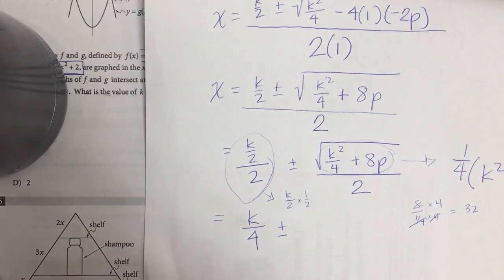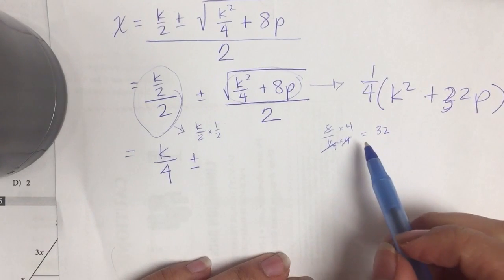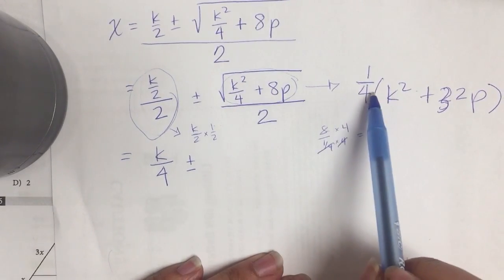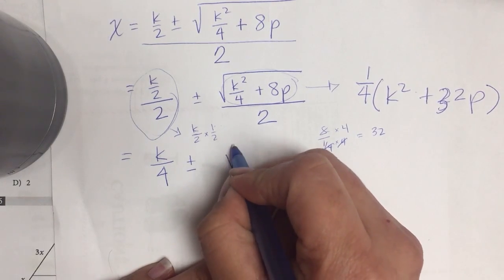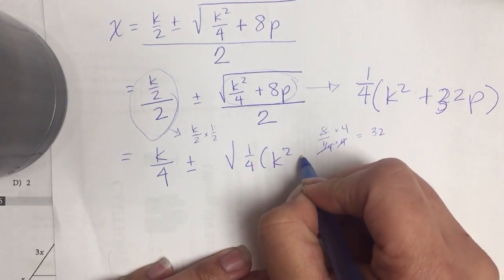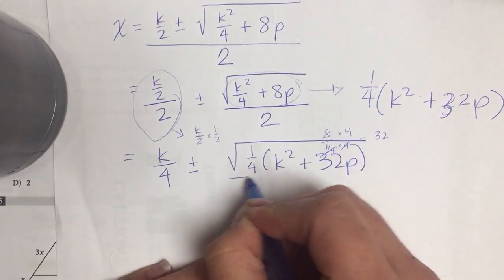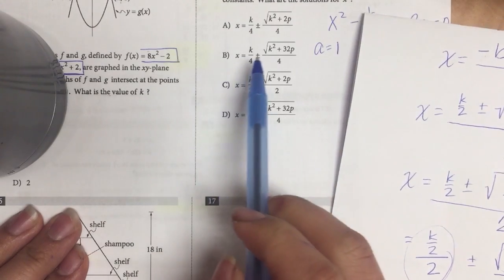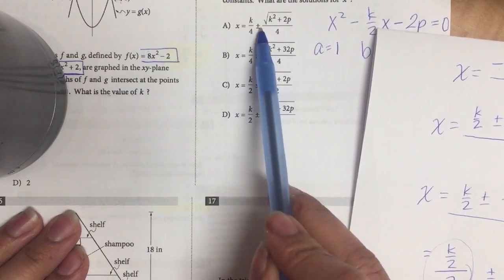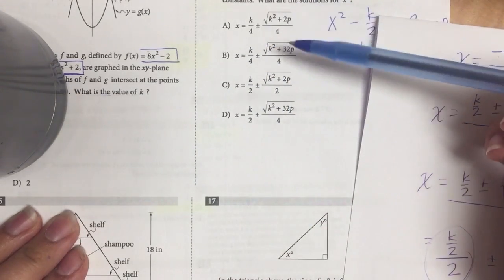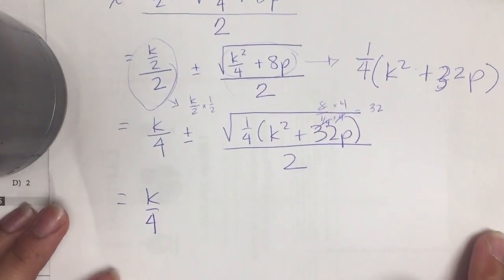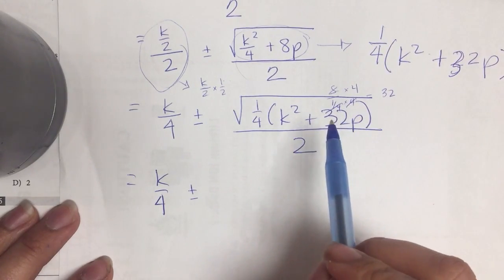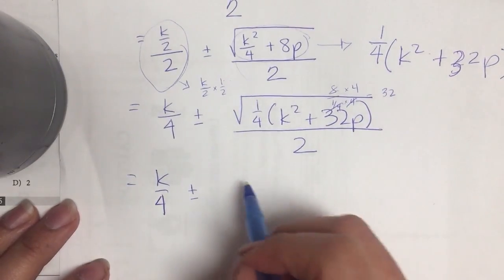Boy, it's a long problem. Okay. Well, if you're still watching, might as well finish. Alrighty, let's go ahead and see what we have here. We have the square root of 1/4 here. I'm going to just write this whole thing. Square root of 1/4 times K squared plus 32P all over 2. Alright, so we have here K over 4, and if we look at the options over here, we only have 2 options, either A or B that has K over 4. And between those two, the only difference is the 2P or the 32P. Now I know we're not quite done with the problem yet, but we can already see that we have a 32P, so we will have to keep that. If you want to see the rest of the problem, go ahead and keep watching.